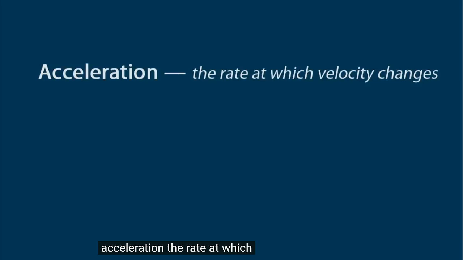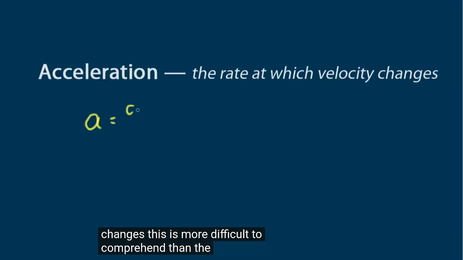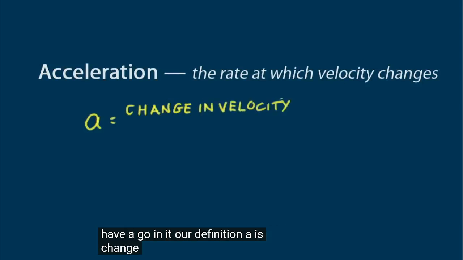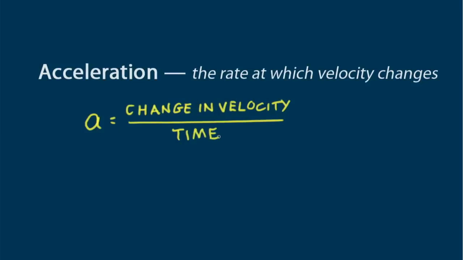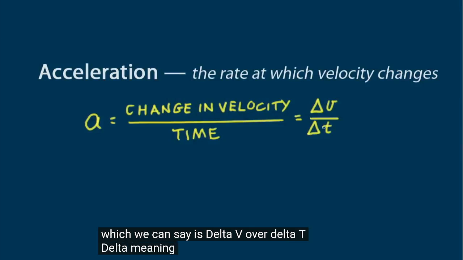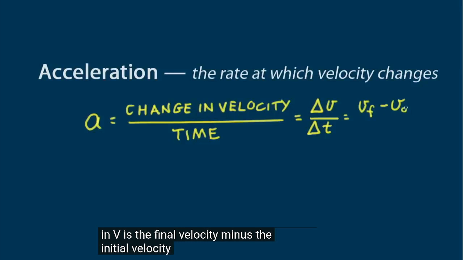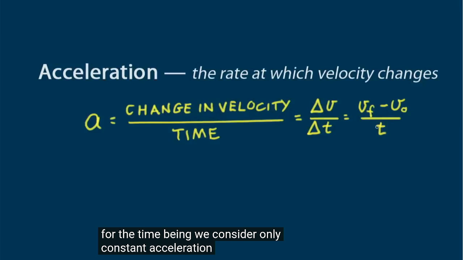Acceleration, the rate at which velocity changes. This is more difficult to comprehend than the other terms. Let's have a go at it. Our definition, a is change in velocity over some time interval, which we can say is delta v over delta t, delta meaning change in. And that change in v is the final velocity minus the initial velocity, and that's all over the change in time. For the time being, we consider only constant acceleration, where velocity changes at a steady rate.